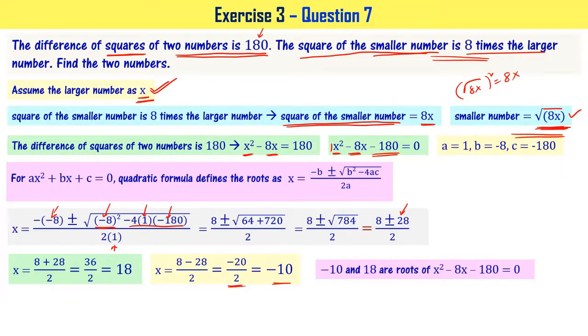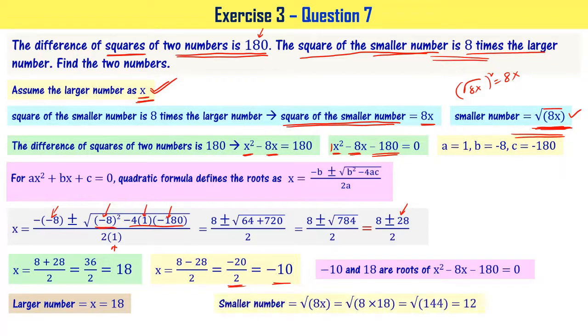Now let me say that the larger number is 18. If the larger number is 18, what is the smaller number? The smaller number is square root of 8 times the larger number, right? Square root of 8x. So square root of 8 times 18, that is square root of 144, that is equal to 12. So the larger number is 18 and the smaller number is 12. Got it?